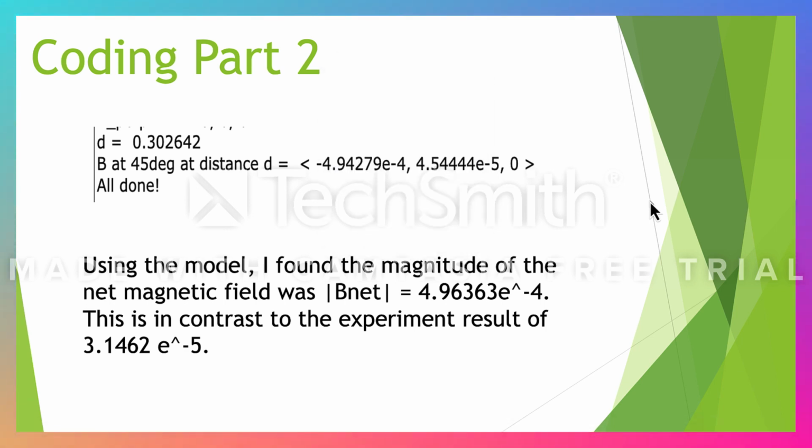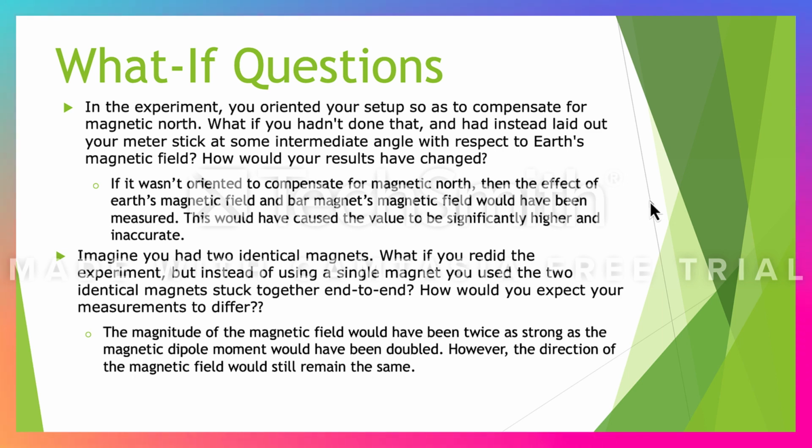and B at 45 degrees at distance d is negative 4.94 times 10 to the negative 4 and 4.54 times 10 to the negative 5. And using this model, I found the magnitude of the net magnetic field was 4.9636 times 10 to the negative 4. This is in contrast to the experiment result of 3.1462 times 10 to the negative 5.